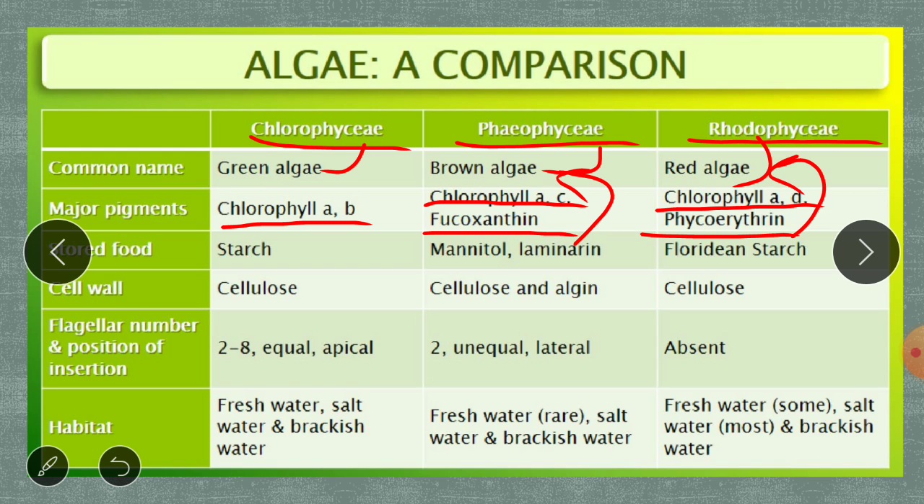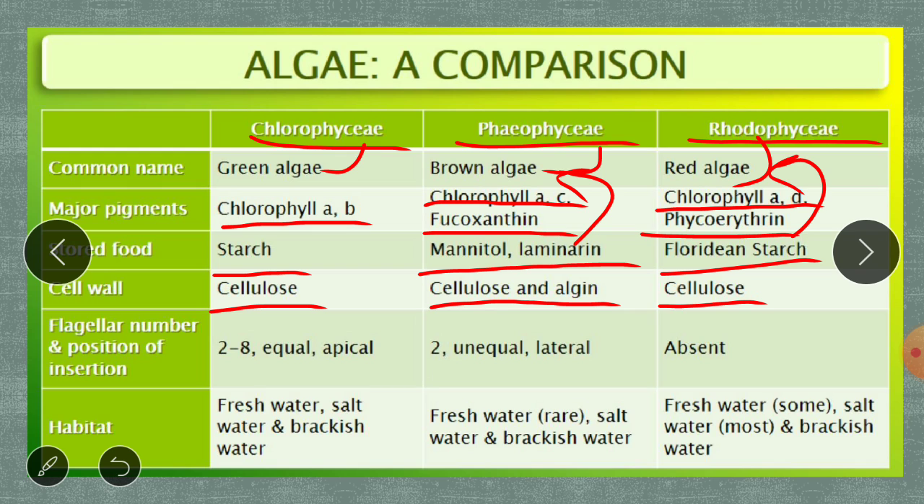Coming to the storage of the food, in the case of Chlorophyceae, it is storing the food in the form of starch. In Phaeophyceae, it is the mannitol and laminarin, and in Rhodophyceae, it is the floridean starch. Composition of the cell wall. What is the cell wall made up of? In Chlorophyceae, it is made up of cellulose. In Phaeophyceae, it is made up of cellulose covered by algin. And in Rhodophyceae, it is only cellulose.